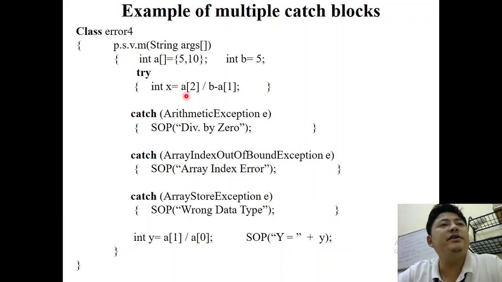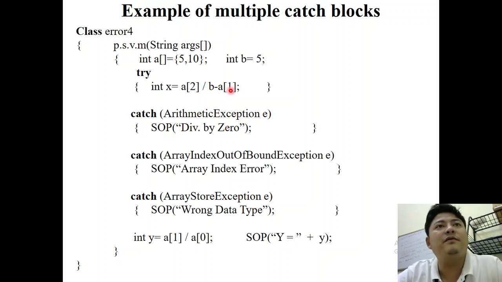This also totally depends on what the instruction is, and with respect to that instruction, what varieties of error the statement may encounter. For example, in this case the statement is int x equals a[2] divided by b minus a[1]. Here you have used some division and also some array. First you may encounter that b minus a[1] may result in 0. So arithmetic exception e, divide by 0.